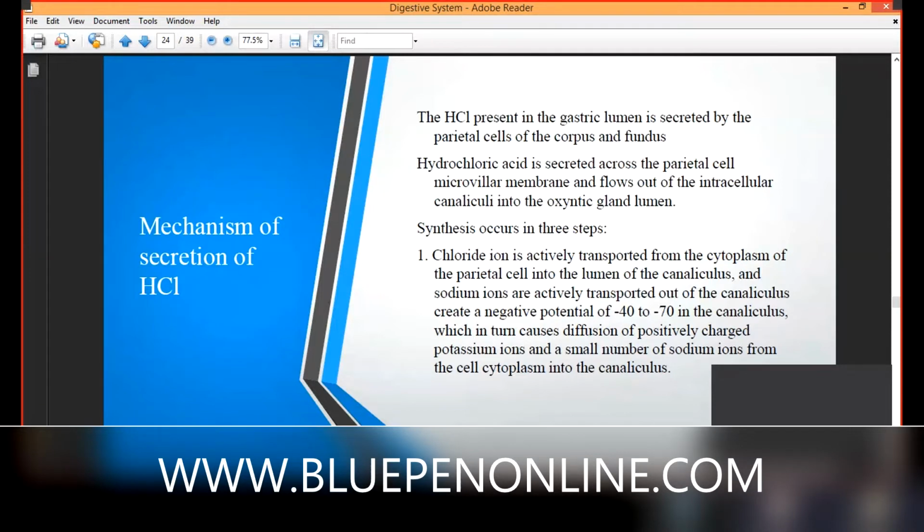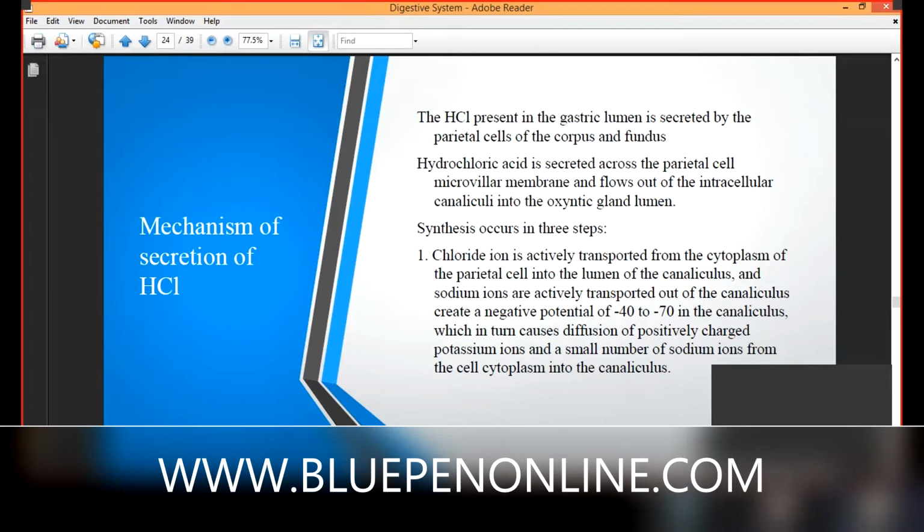Next, we are going to discuss the secretion of HCl, how HCl is secreted in the parietal cell. HCl is a highly potent acid. So when HCl is secreted inside the cell, it may digest the cell itself.